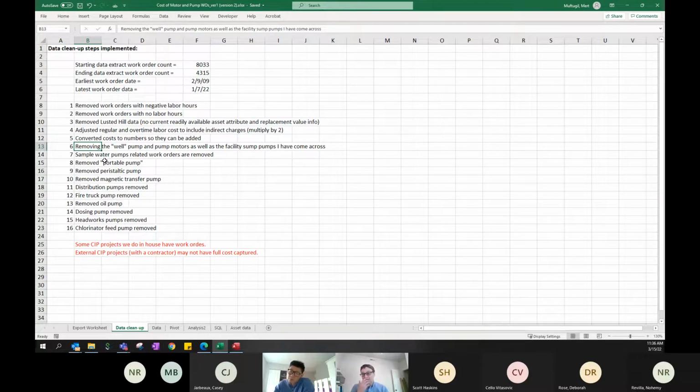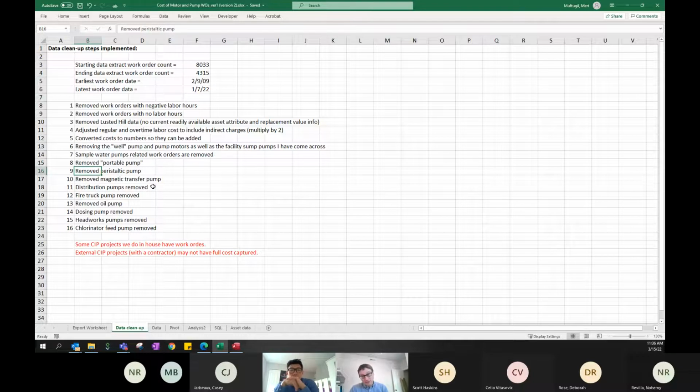Again, that's an indicator of how we may want to use the type and class designations in our database to not just call everything pump and call it a day. We want to slice and dice it in a meaningful way. So this is an example of that. I removed sample water pumps. They are too small. I removed some portable pumps. They generally run to failure, so I doubt they even carry the true cost of work anyway.